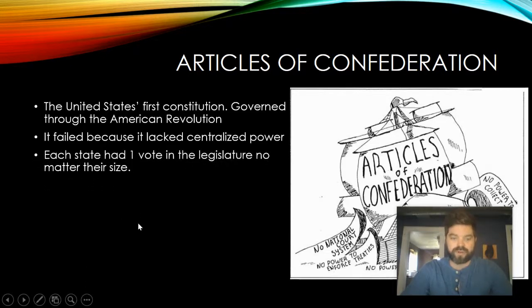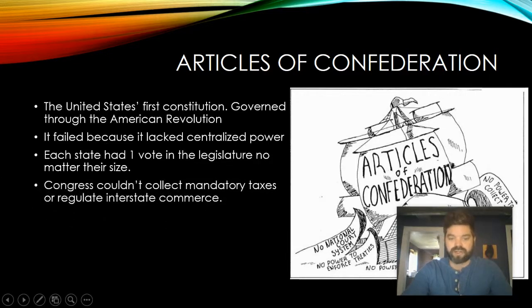Each state had one vote in the legislature, no matter their size. So you had a huge state like Virginia compared to a relatively smaller state like Rhode Island, and they each had equal representation in Congress. Population didn't matter in representation in this national legislature. Congress couldn't collect mandatory taxes or regulate interstate commerce. This inability to tax was its biggest downfall. A government that can't tax can't survive. That's how governments operate, that's how they raise revenues, through tax dollars. If they lack the power to tax, they lack many of their major powers.